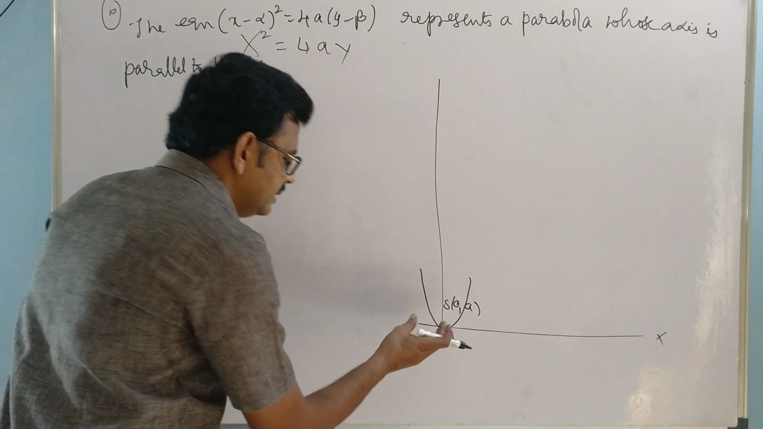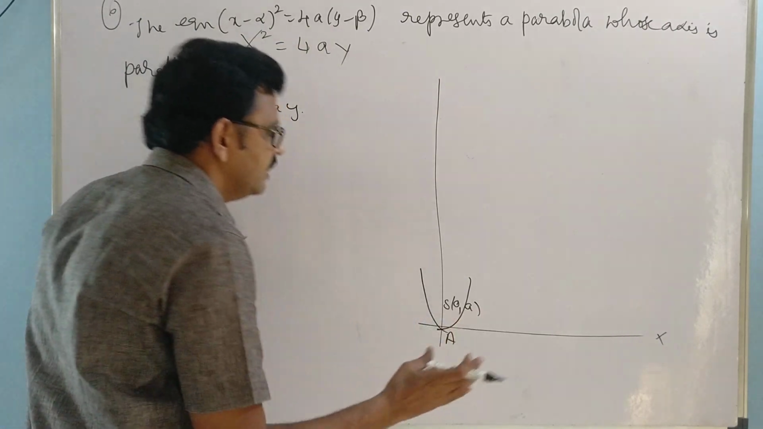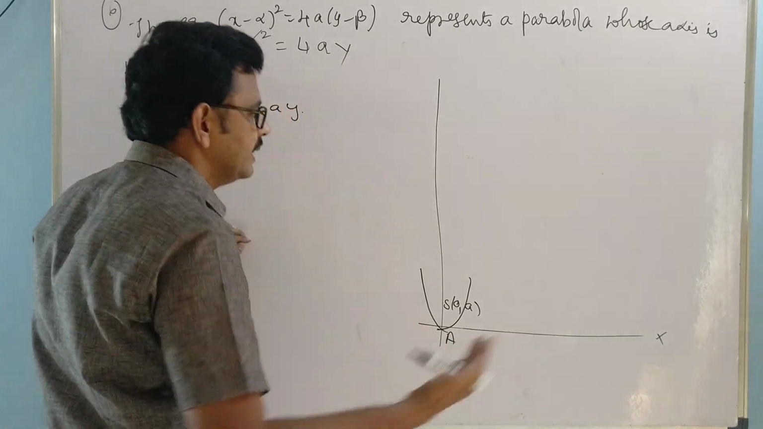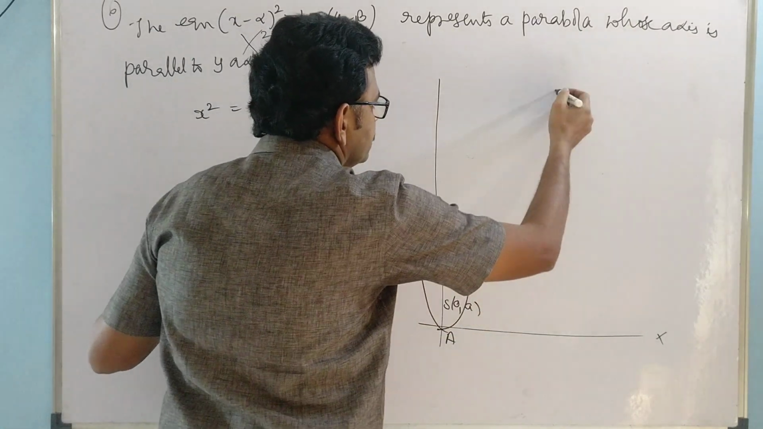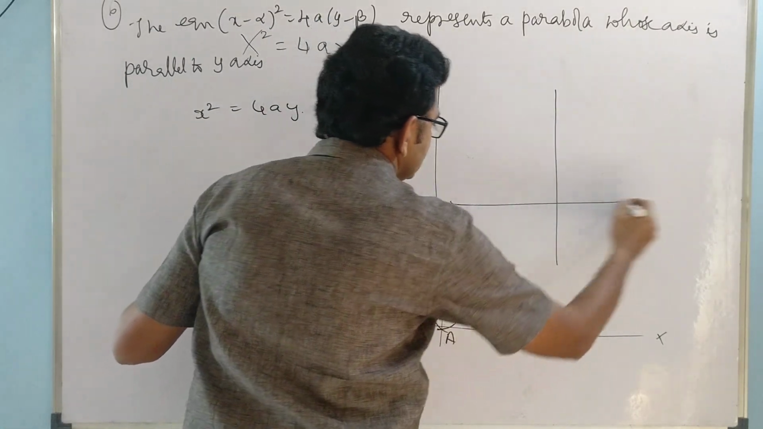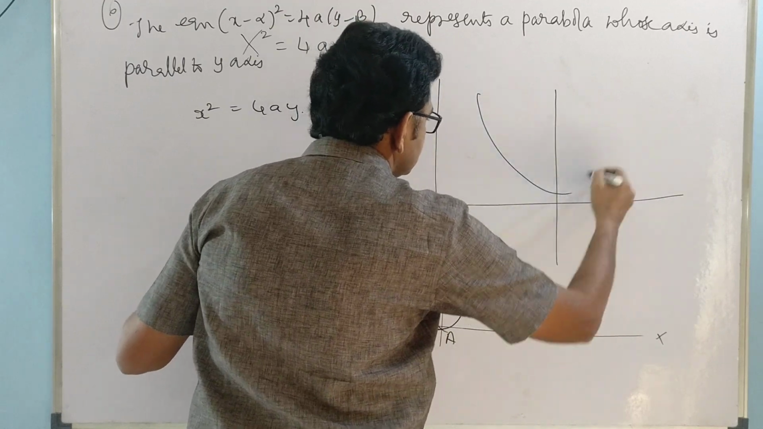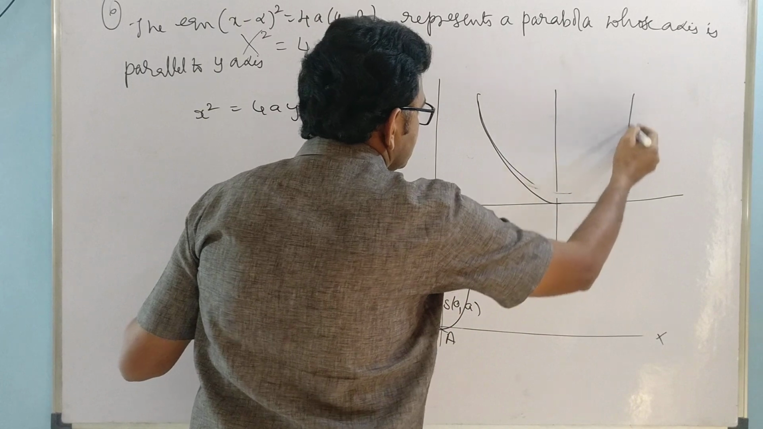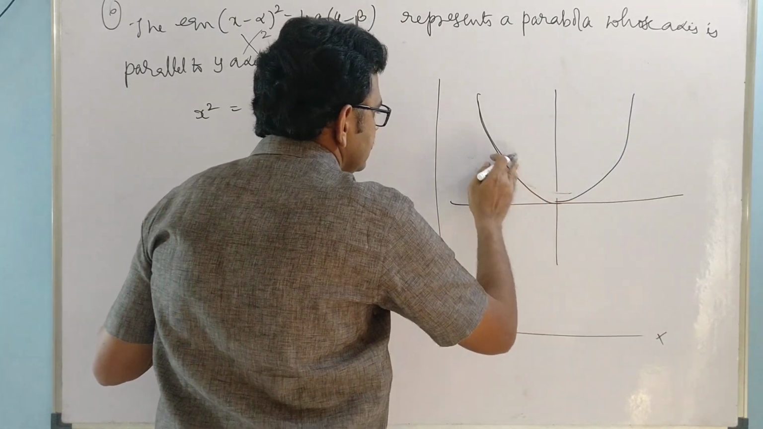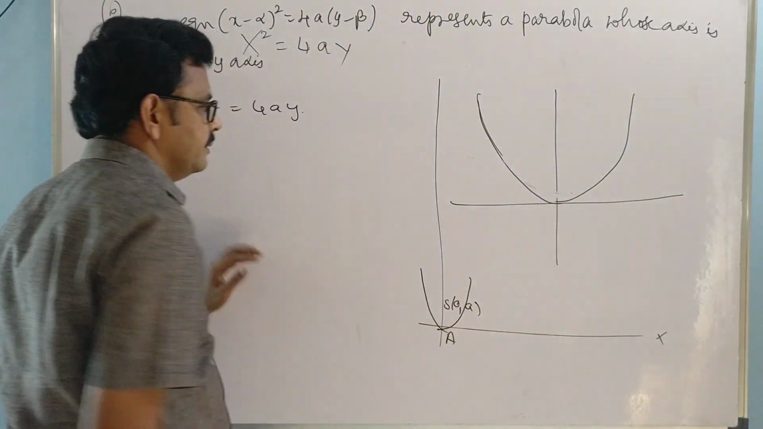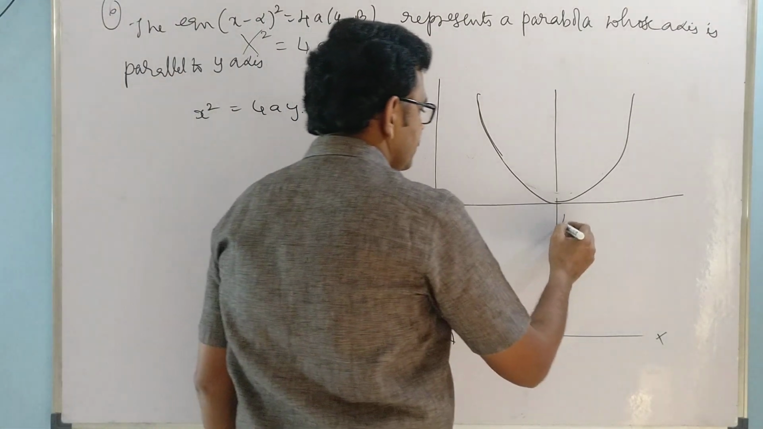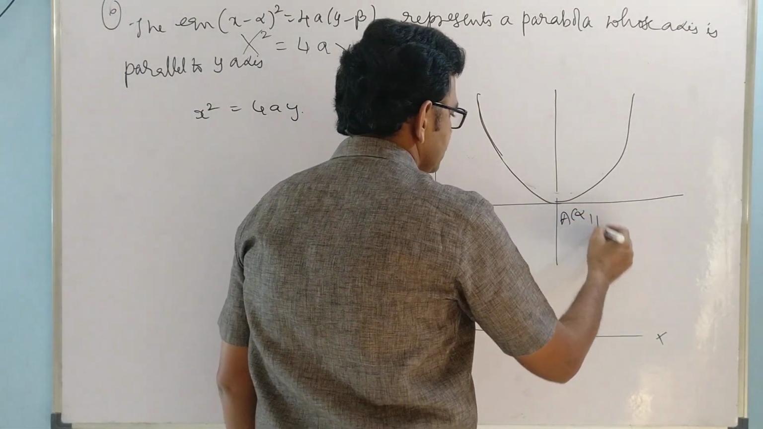Now without changing the direction of axis, shift the origin to this point. I can take the same parabola x square equal to 4ay and place it here. So this is the new y-axis, this is the new x-axis. Now this is the parabola. What is the vertex? This is (alpha, beta).